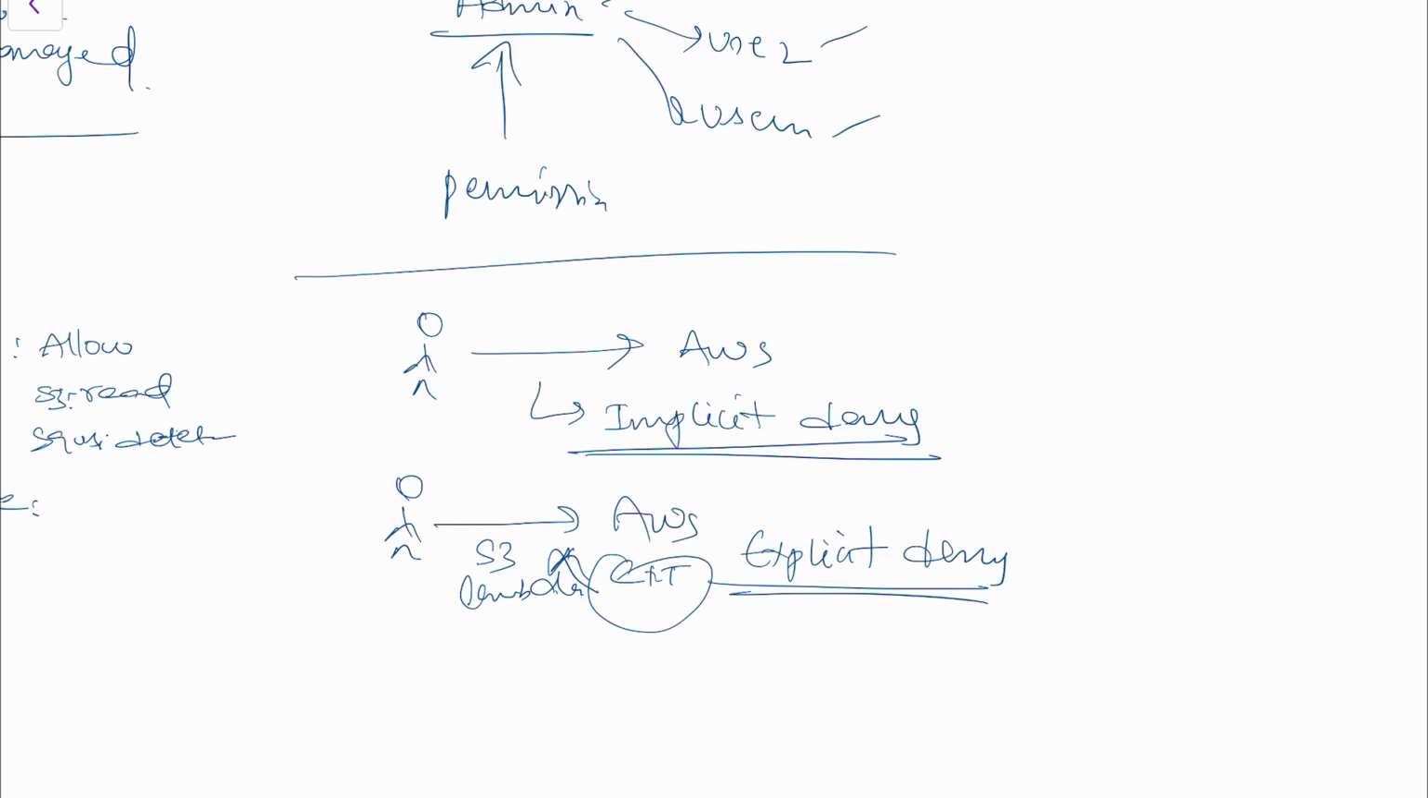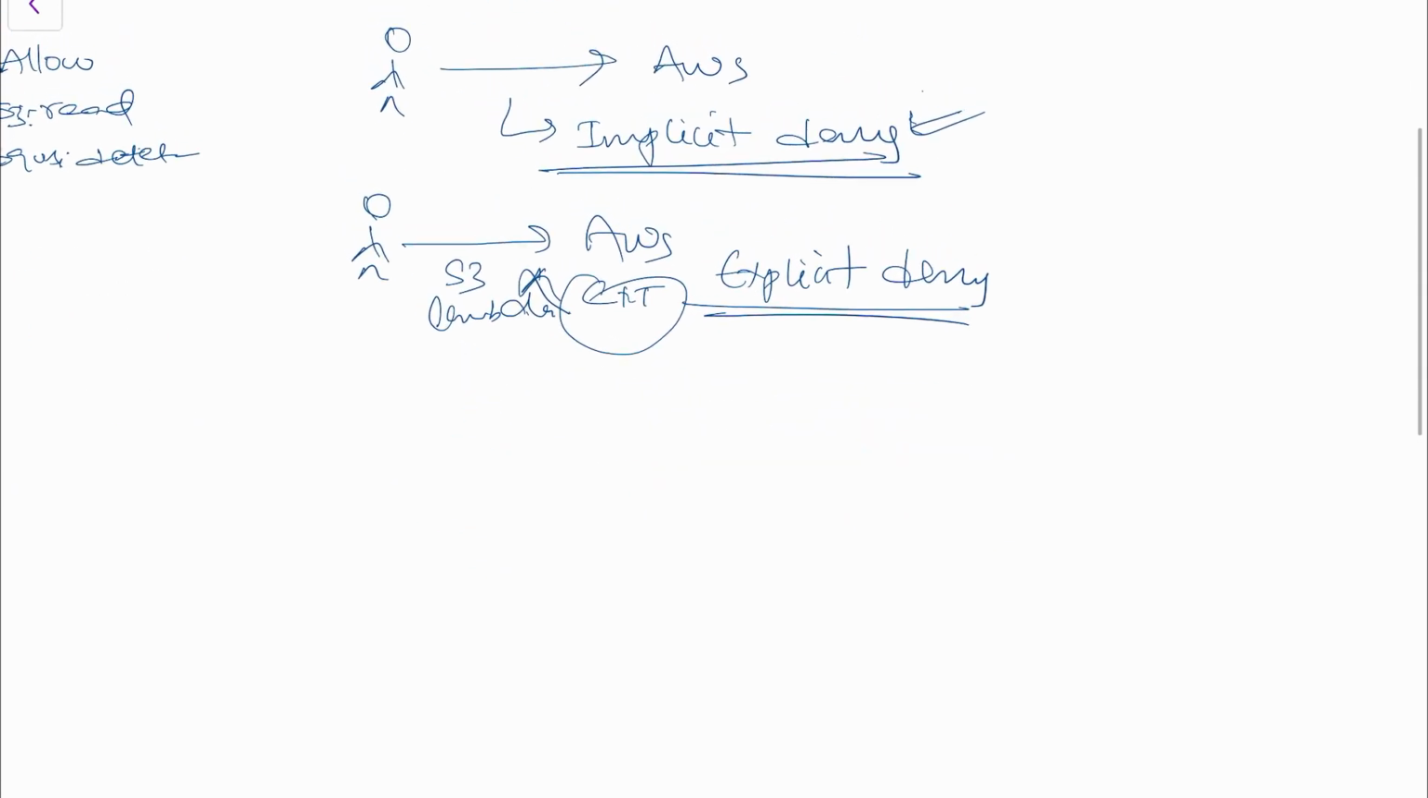Even if you give any allow statements, the user would be denied, because deny takes more precedence over allow. If you do not give permission at all, then the user would not have access to any service because the user is implicitly denied. So that's the difference between implicit deny and explicit deny.